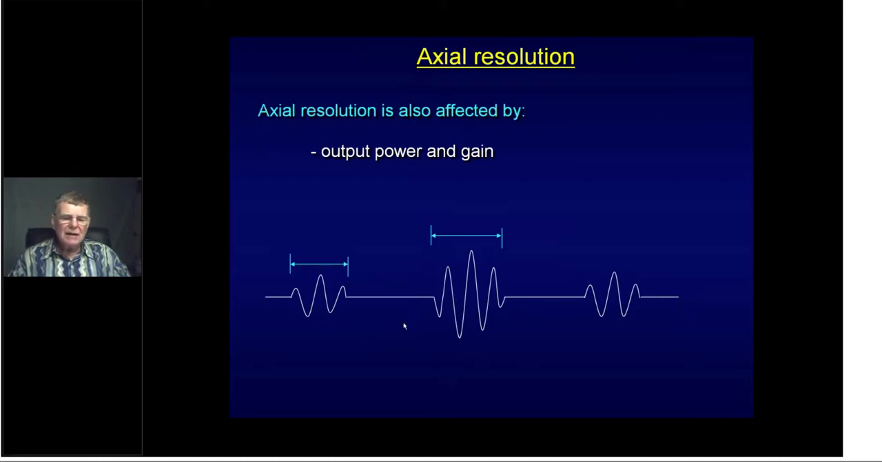Now, when you make the signal that you get in the machine bigger, you expand it not only in this amplitude direction here, but can you see it also expand slightly in the time-based direction? In other words, it gets wider. If you amplify that echo more, you increase its length. So if you increase the output power and gain to increase the amplitude of the echo, you will make that echo longer and you will degrade your axial resolution.